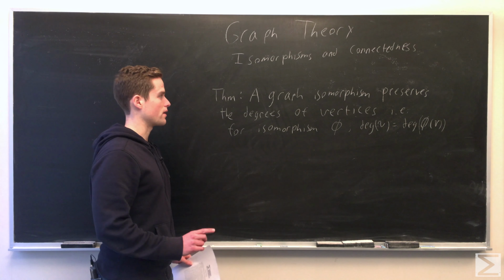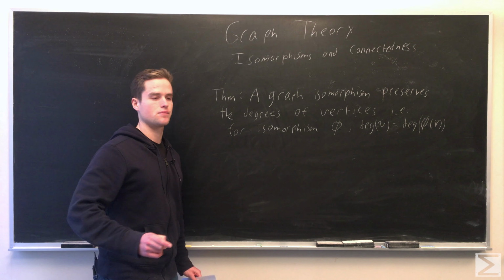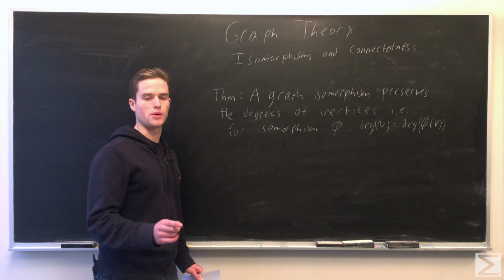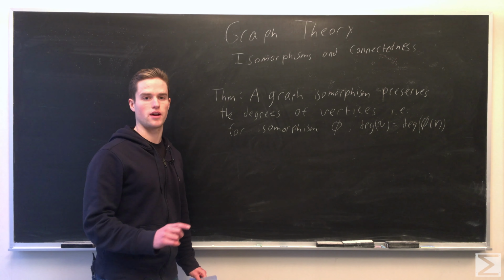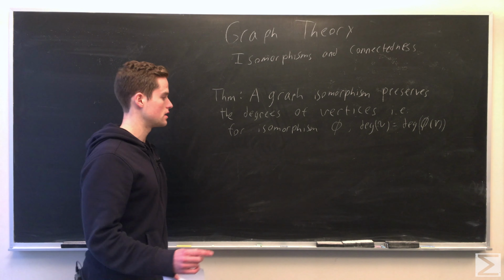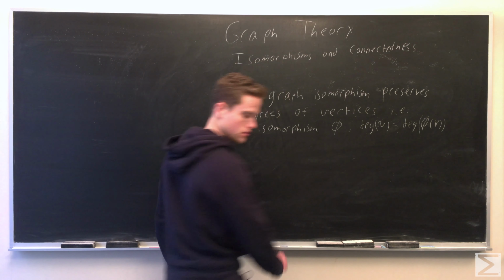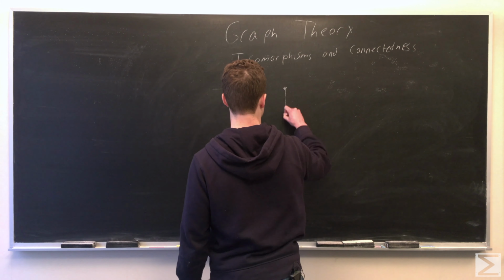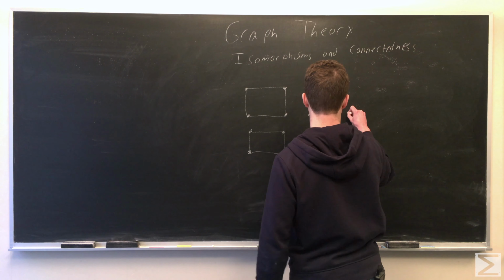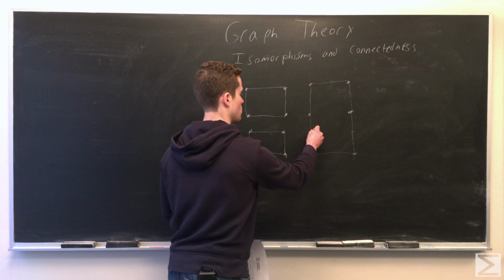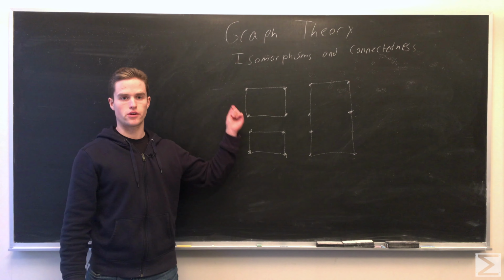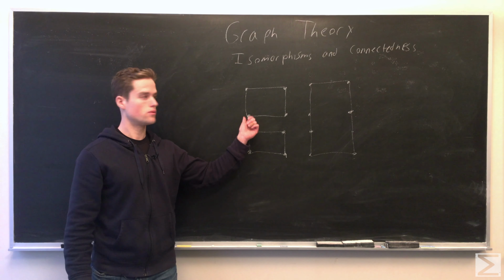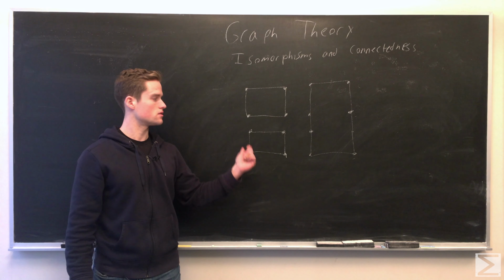One thing to note: if we have two graphs such that we can send vertices to other vertices so that degrees do match up, they are not necessarily isomorphic. So, a counterexample. Note that in this graph, the degree of each vertex is in fact 2. They're each connected to two other vertices.